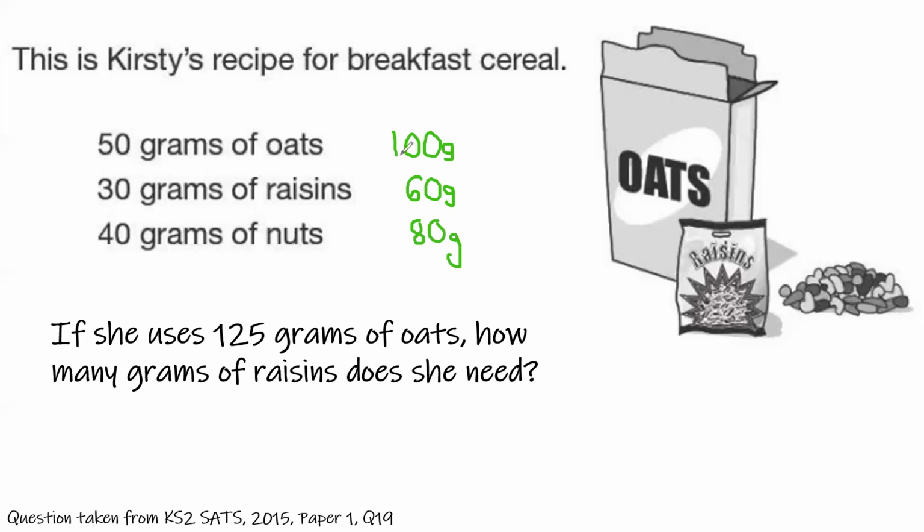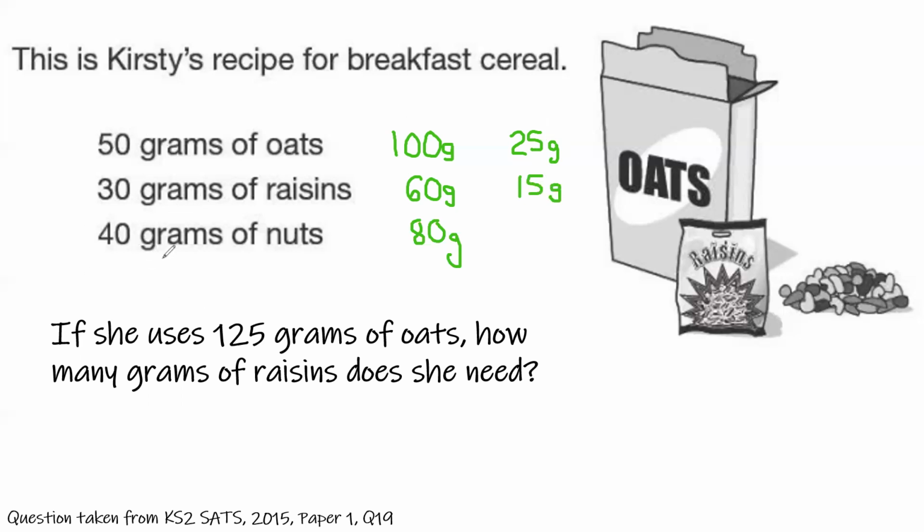Okay, so that was 100 grams of oats. We need 125 grams of oats. So what could we do now? We know that we've got 50 grams, and 25 grams is actually half of 50 grams. So what about if we worked out if we had 25 grams of oats, how many grams of raisins would we need then? So what have we done to get from 50 to 25? We've halved it or divided it by 2. So let's do the same. We've got 30 grams of raisins, halve it, divide it by 2. That's going to give us half of 30 is 15 grams.